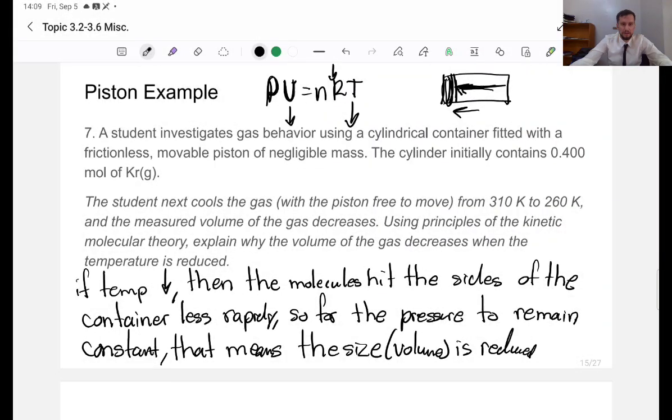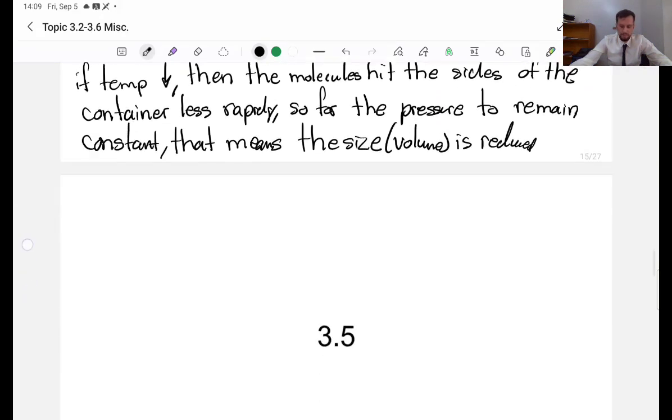So I think that's the most common thing I'm explaining in this miscellaneous section, but let's look at 3.5.